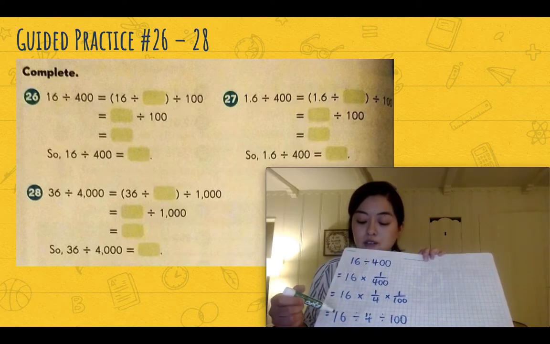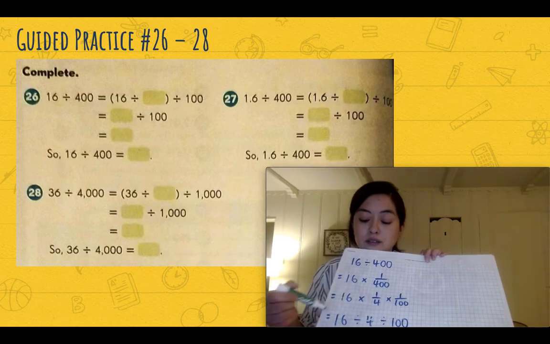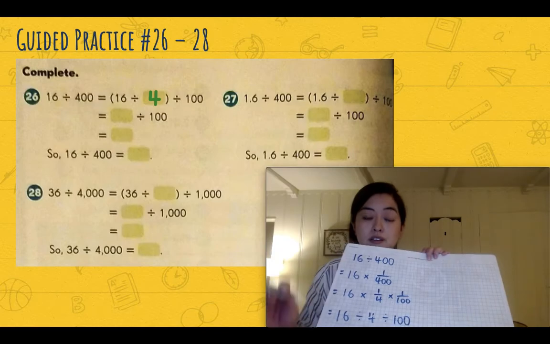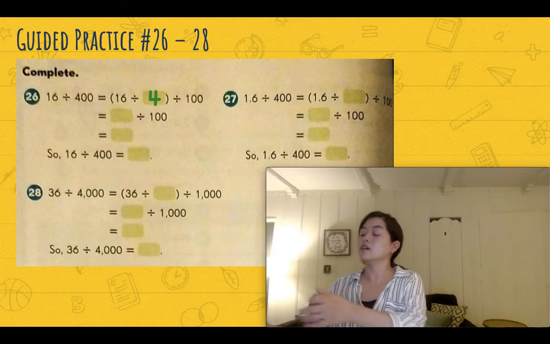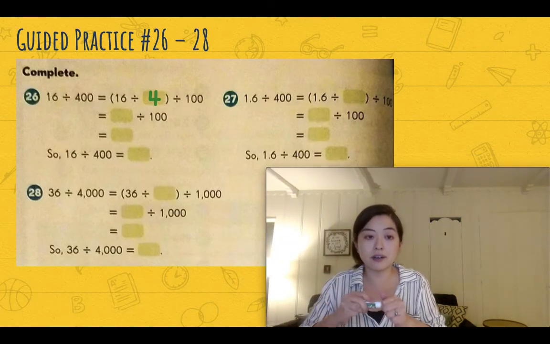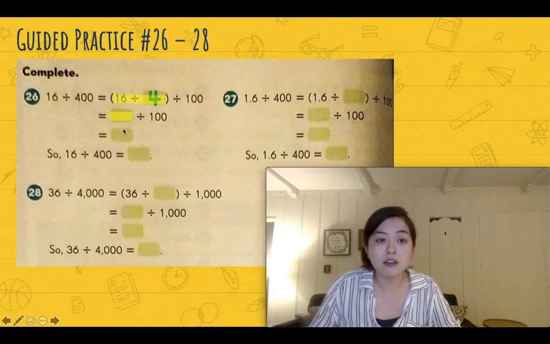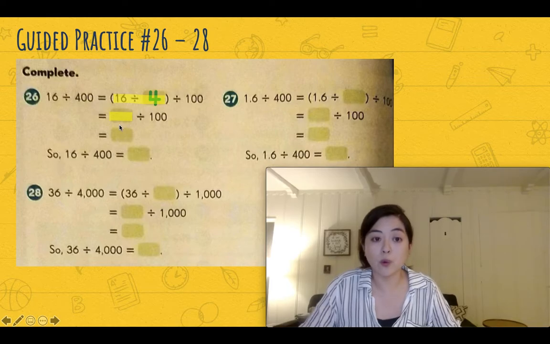And again, I'm going to do 16 divided by 4 first because of order of operations. And that's written for you up there on the screen now. Okay. So what is 16 divided by 4? We have to do that first, right? Because that's in the parentheses. 16 divided by 4 is 4. So now I have 4 divided by 100.